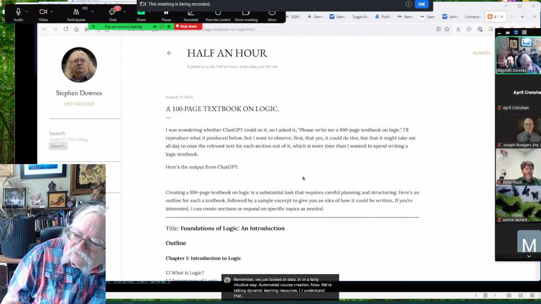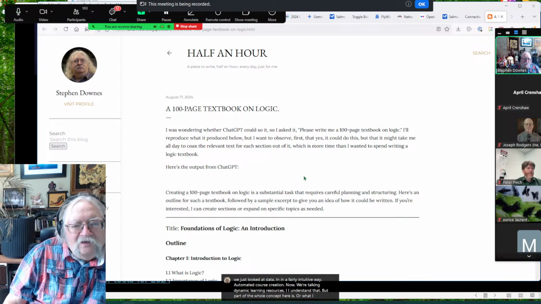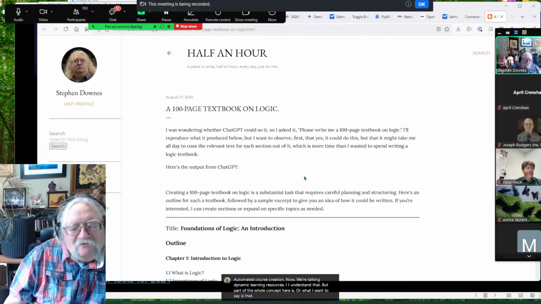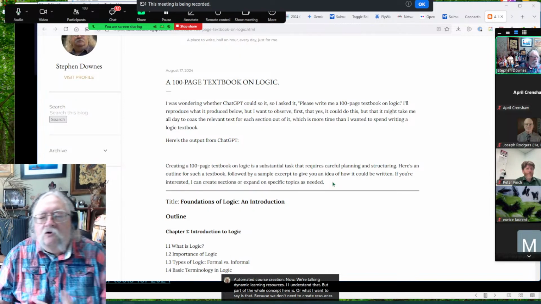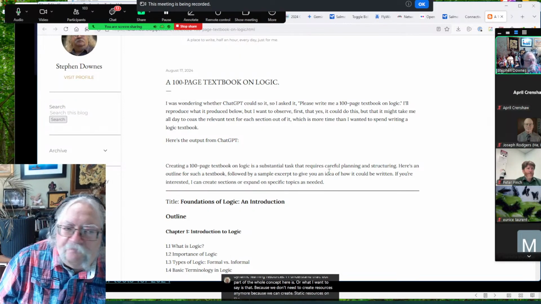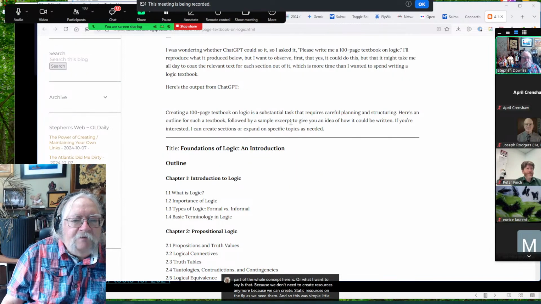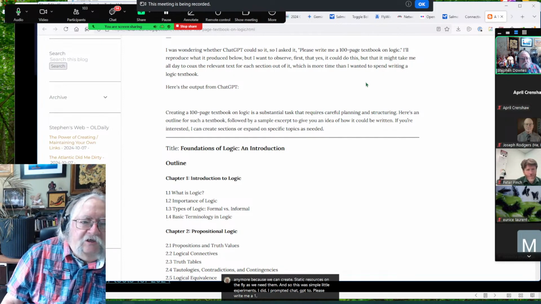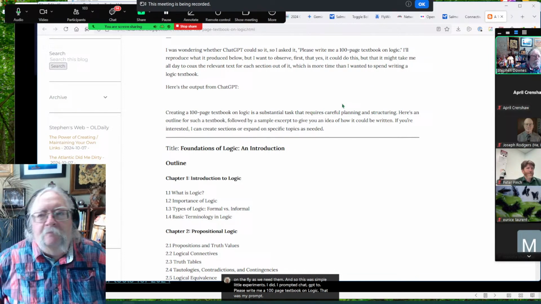But part of the whole concept here is that we don't need to create static resources anymore, because we can create static resources on the fly as we need them. And so this was a simple little experiment I did. I prompted ChatGPT to please write me a 100-page textbook on logic. That was my prompt. So much for prompt engineering.